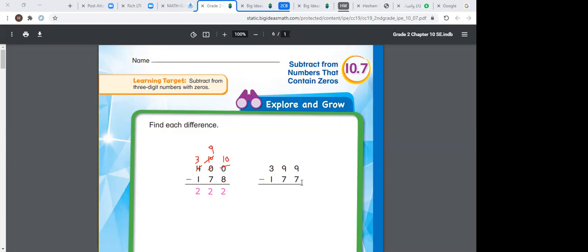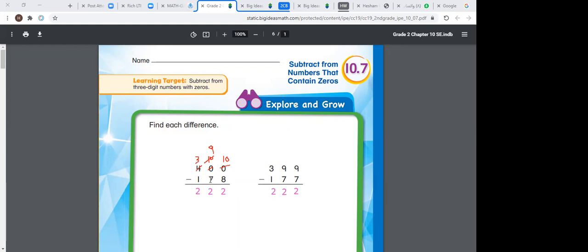Now let's get the difference. 9 minus 7 equals what? Equals 2. Let's write here 2. 9 minus 7 again equals 2. Let's write here 2. 3 minus 1 equals 2. So let's write here 2. So the answer equals 222 like this.